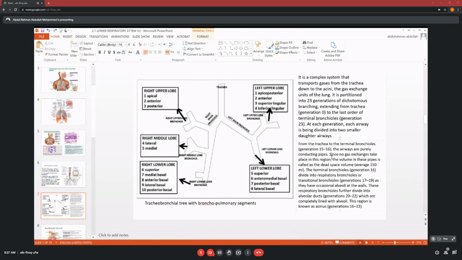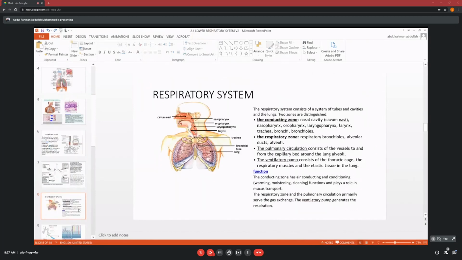So the airways are pure conducting pipes. We discussed that, and we said the dead space is almost 150 ml. Bronchioles divide into alveolar ducts. Okay, so this is about this part. Here it is again just explaining what we have already discussed.